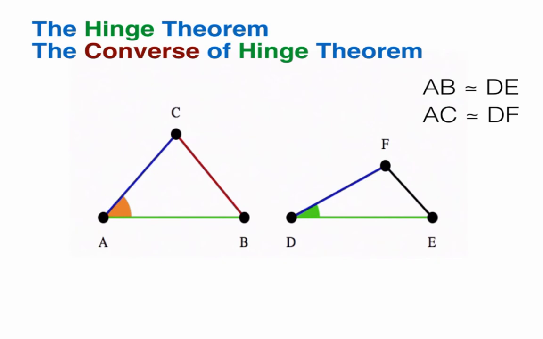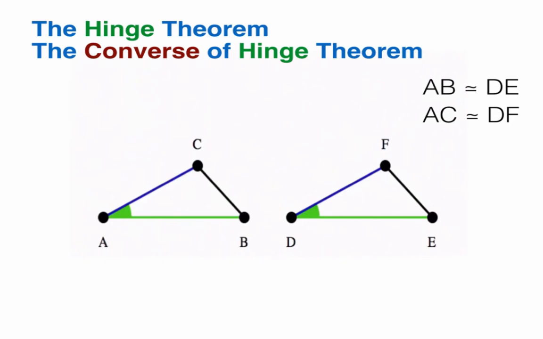Angle A is included between the two sides here, and angle D is included between the two sides here, but angle A is larger than angle D. Well, the Hinge theorem therefore says that CB, the side which is opposite of angle A, must now be larger than FE, which you can see from the video. The converse is going to go in the opposite direction.